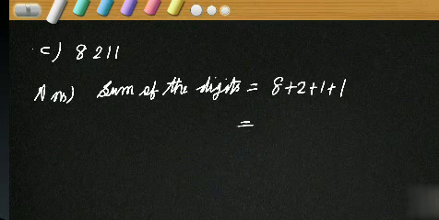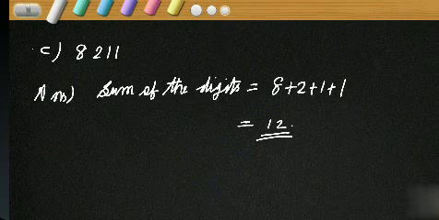What is 8 plus 2? 10. 10 plus 1 is 11. 11 plus 1 is 12. Is 12 divisible by 3, or is 12 in 3's table? Yes, we know 3 fours are 12. So 12 is in 3's table, which means 12 is divisible by 3. So what can be concluded? Since 12 is divisible by 3, we can say that the given number 8211 is also divisible by 3, isn't it?